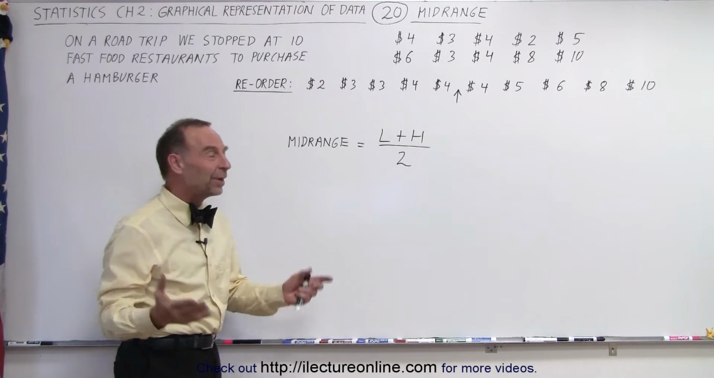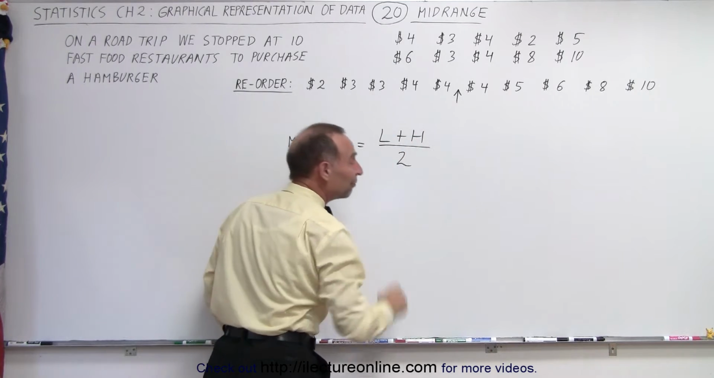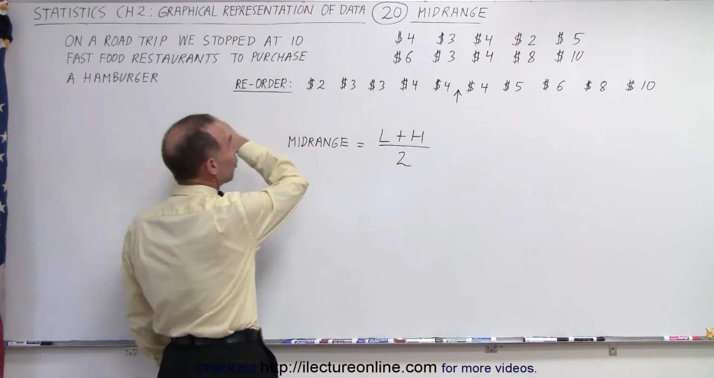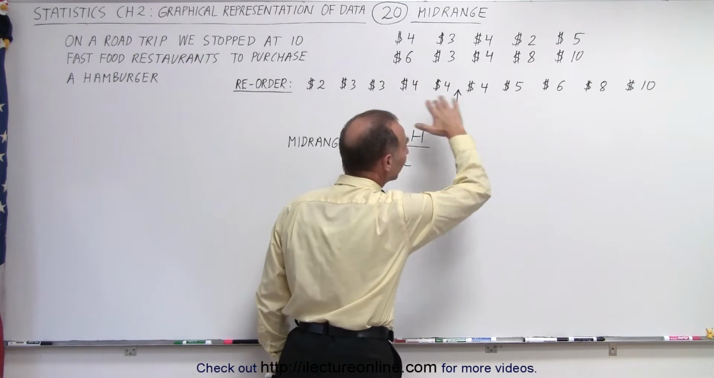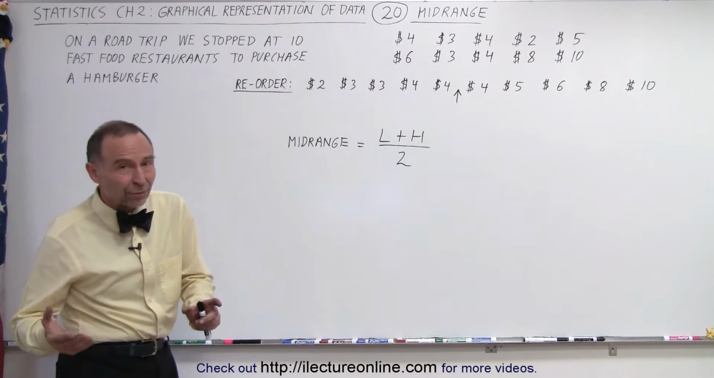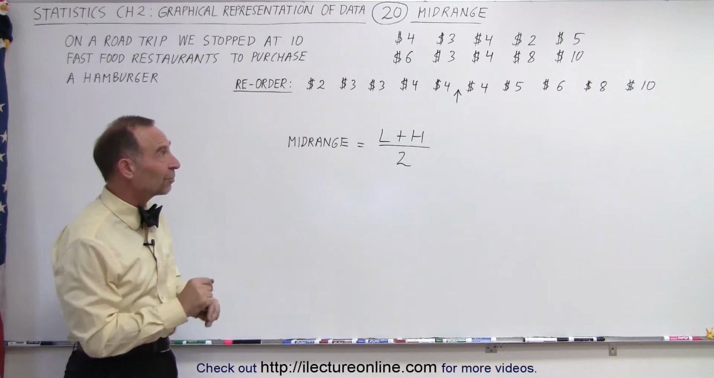Mid-range. What do we mean by mid-range? We take the lowest value and we add that to the highest value and we divide by 2. And of course, to find the mid-range, we need to go ahead and reorder them if they're not in order from lowest to highest value, because sometimes we may miss the lowest and highest value because we have to go searching through there. It makes it more difficult.